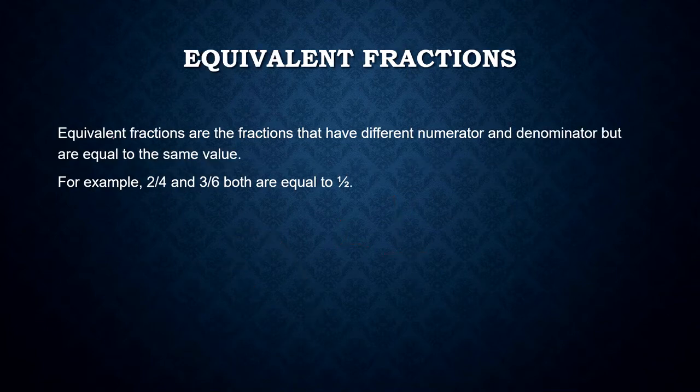Equivalent fractions. Equivalent fractions are fractions that have different numerators and denominators but are equal to the same value. For example, 2 by 4 and 3 by 6 are both equal to 1 by 2. If I do this one times 2, we get 1 by 2. And if we do these two, we get the same number. That is how you do it.